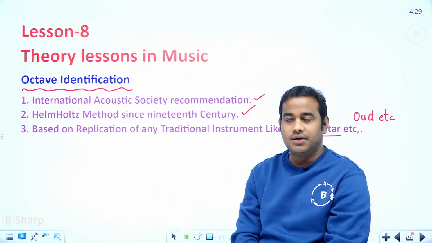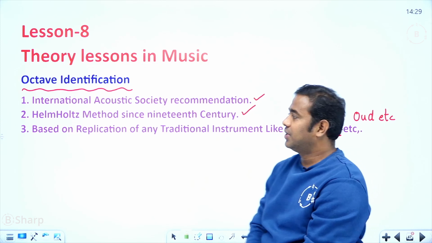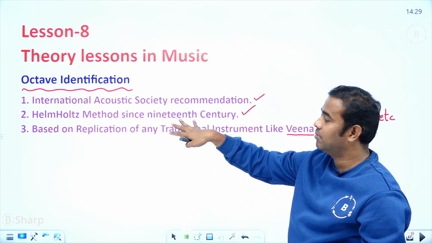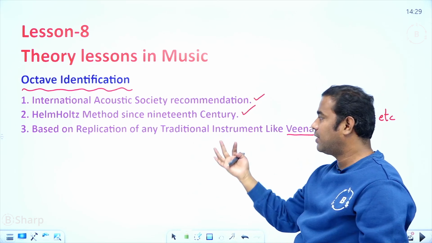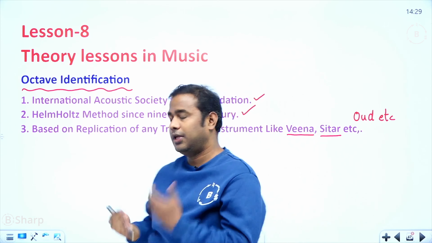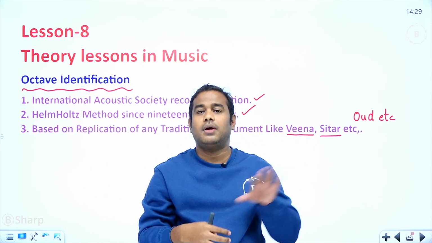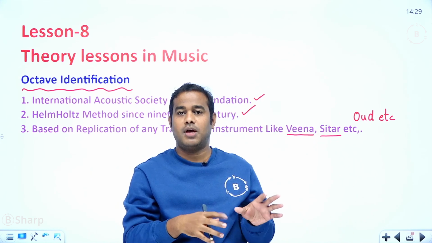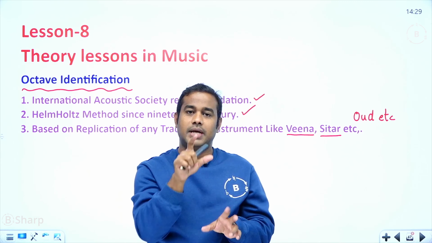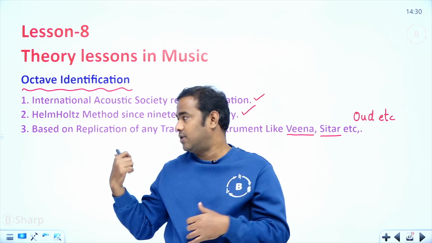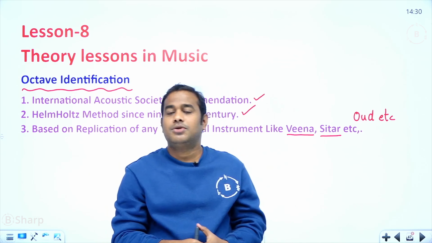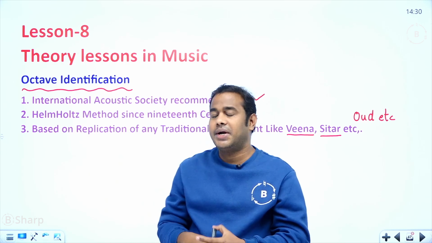We are talking about octave identification. In octave identification, we basically have 3 methods: the international method, the Helmholtz method, and, if you want to represent some traditional instrument by replicating it on the piano, playing the same sound and reading the note sheet accordingly, the method we discussed just before. These are the things related to octave identification.